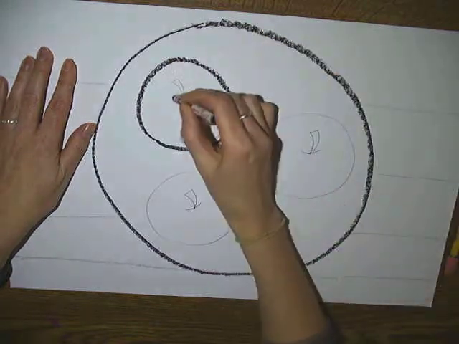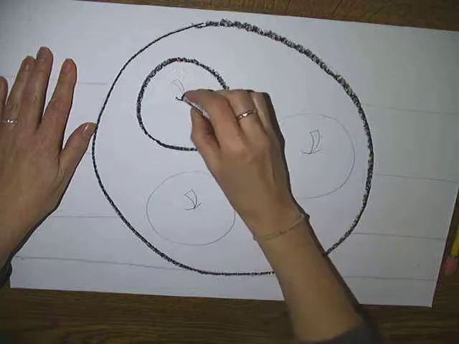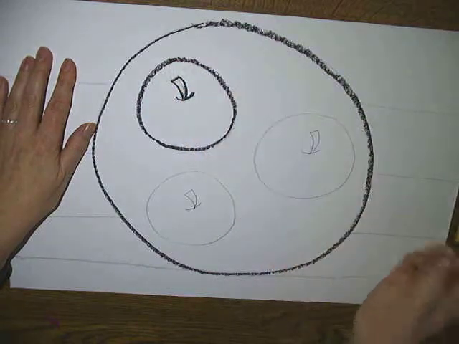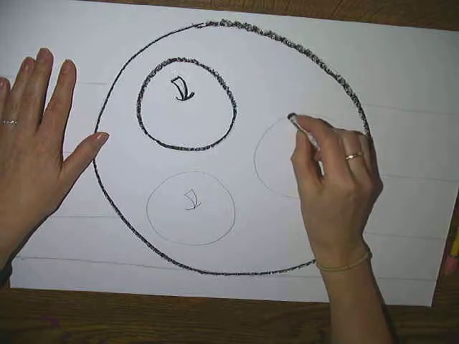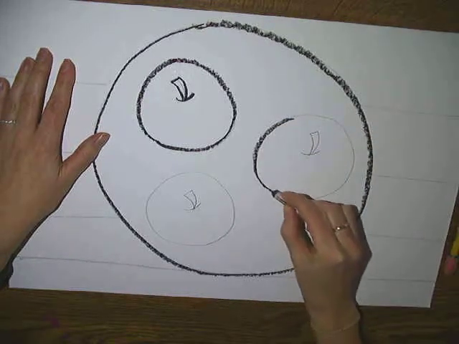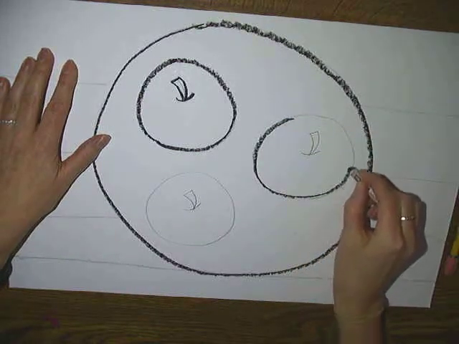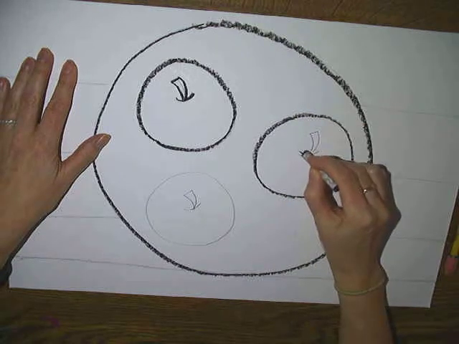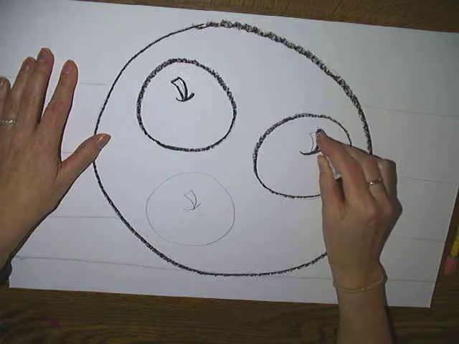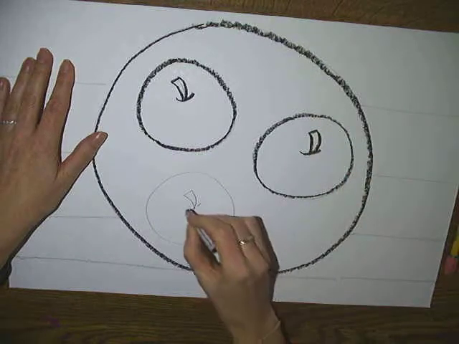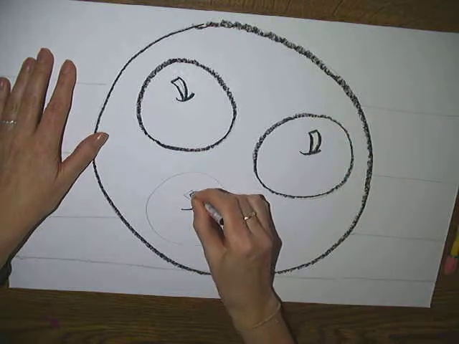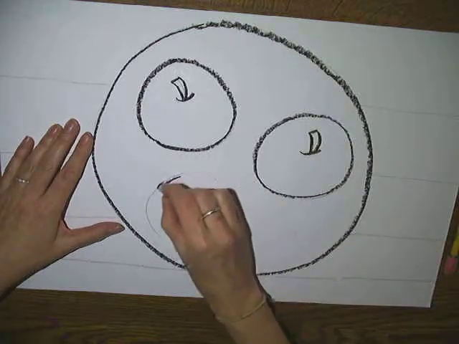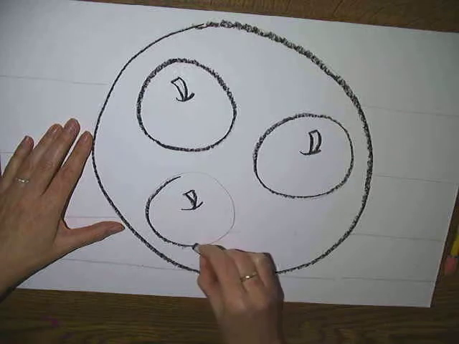And tracing along the outside of the apple, its little smile divot, and room for the stem. Again, along that just outer edge of the apple, the small divot, and the stem.